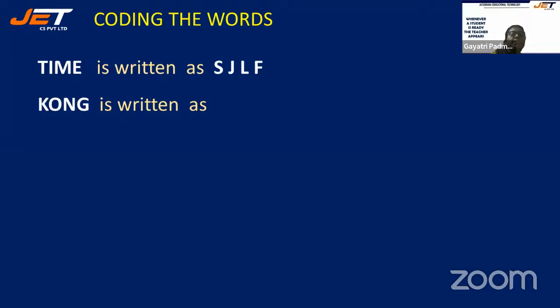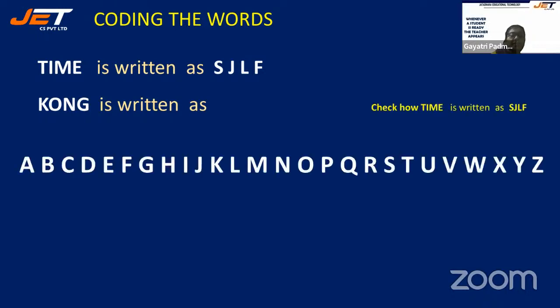Now let's move on to the next question. TIME is written as SJLF. KONG is written as what? Now let's write the alphabets. Right? Just a second. Yeah. So T is written as S.